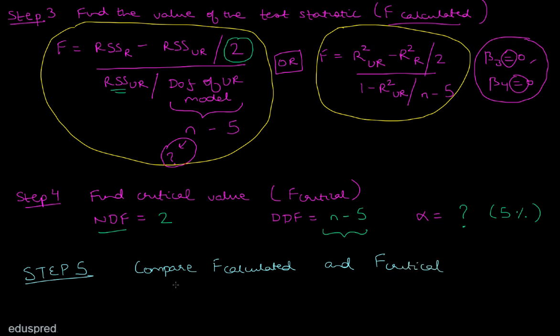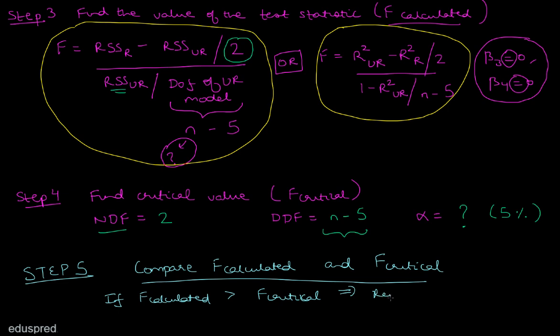So you have to compare these two, and the rule is that if F calculated comes out to be greater than F critical, then you reject the null hypothesis. Okay, and if F calculated is less than F critical, then you do not reject the null hypothesis. So, do not reject the null hypothesis.